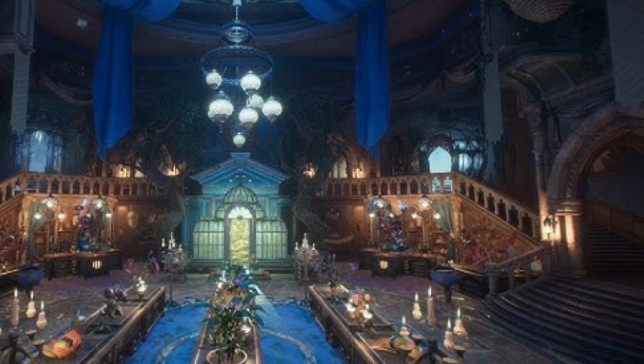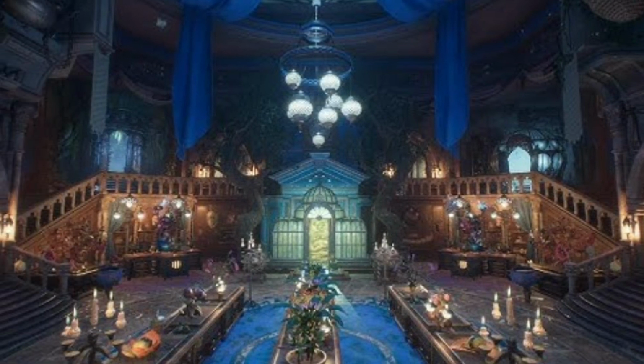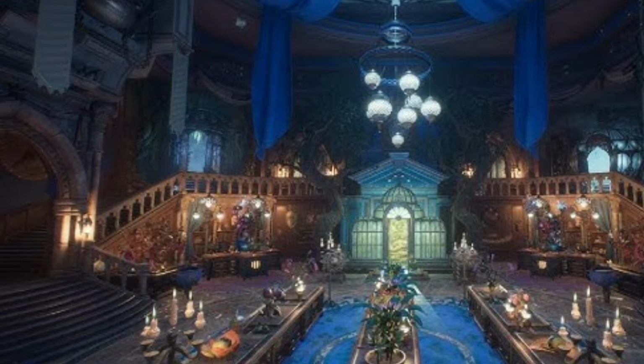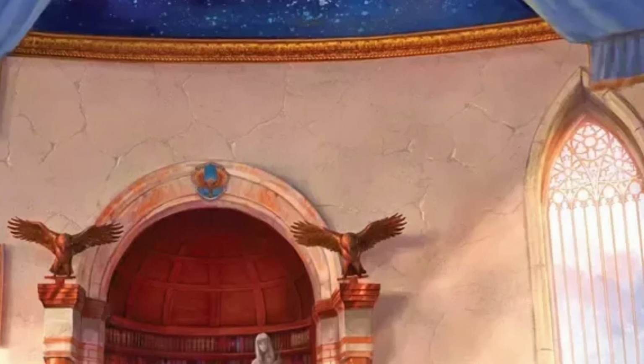Ravenclaw is associated with air. Air is the element of all life. It's required for all living creatures and plants to live. The air symbol gives a sense of intellect. Air signs tend to be alert, curious, and perceptive.